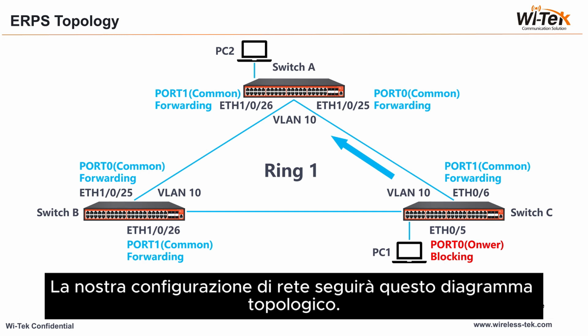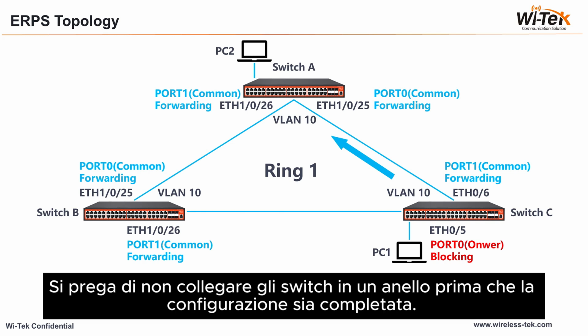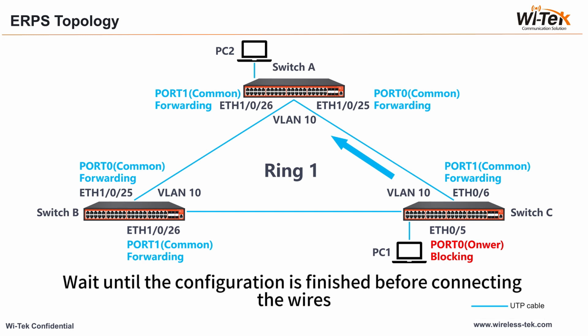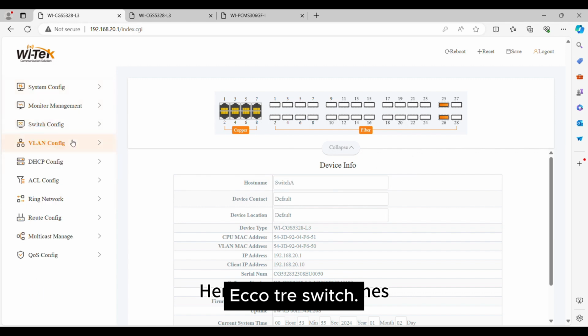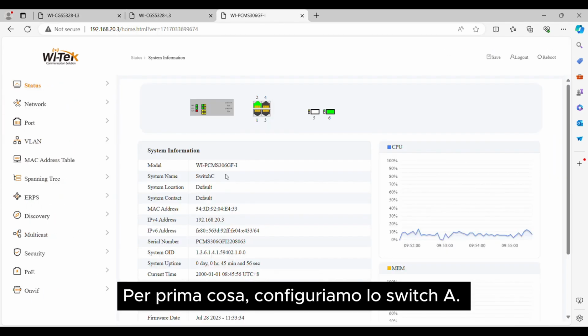Our network configuration will follow this topology diagram. Please do not connect the switches to a ring before the configuration is complete. Wait until the configuration is finished before connecting the wires. Now, let's start configuring. Here are 3 switches. Let's configure switch A first.